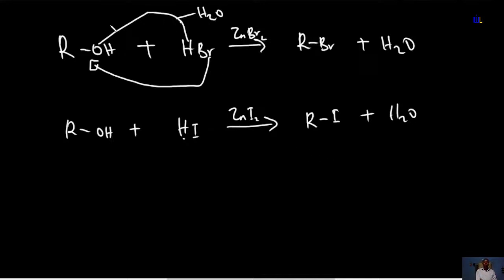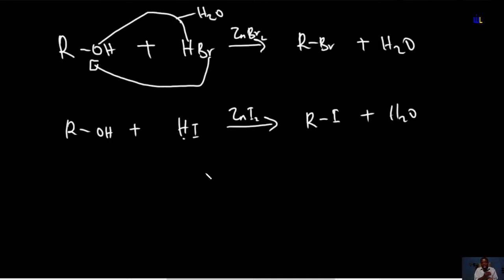Basically, the hydrogen will attack the OH and the two of them will combine to form water. With bromine, it means you are going to be dealing with zinc bromide. If you are dealing with iodine, then you are going to be dealing with zinc iodide. Basically, this is the reaction required to produce a haloalkane from an alcohol.